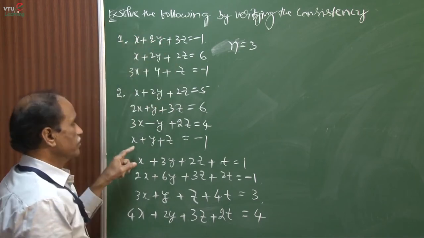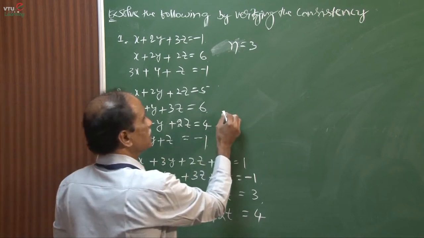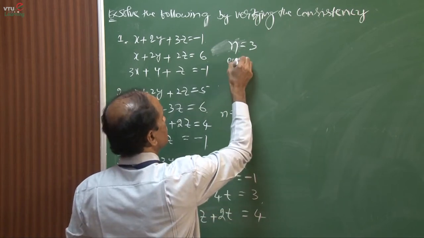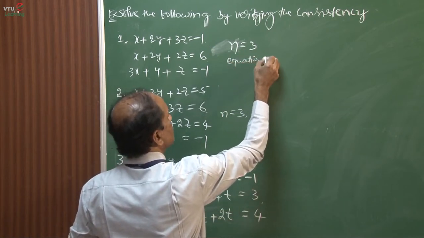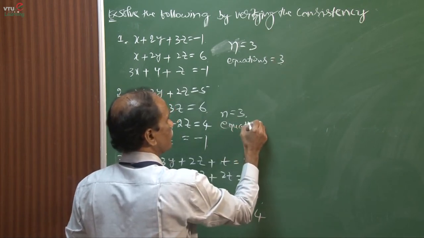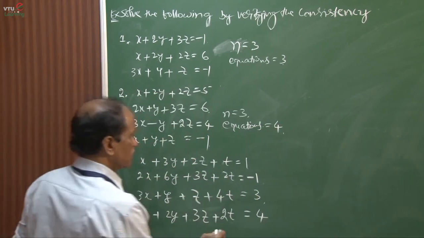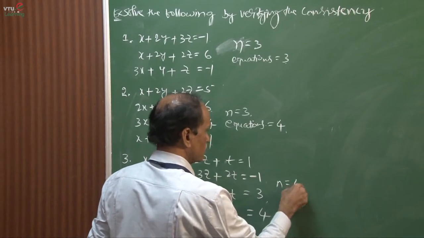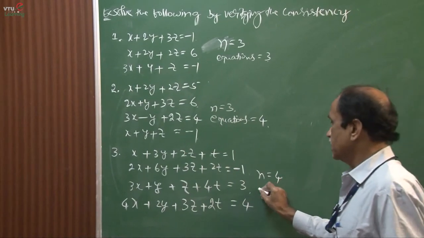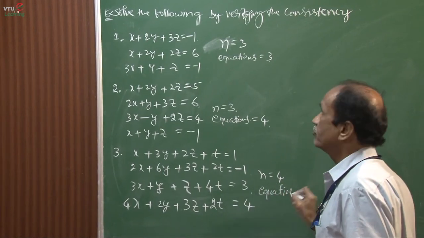This you can solve. But here, there are 4 equations with 3 unknowns. That means here, n is equal to 3, but the number of equations is 4. But here n is equal to 4, there are 4 unknowns, x, y, z and t, and equations are 4.